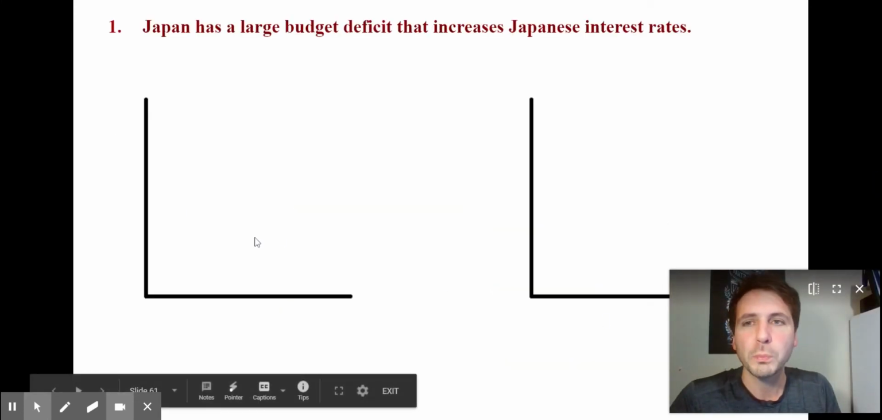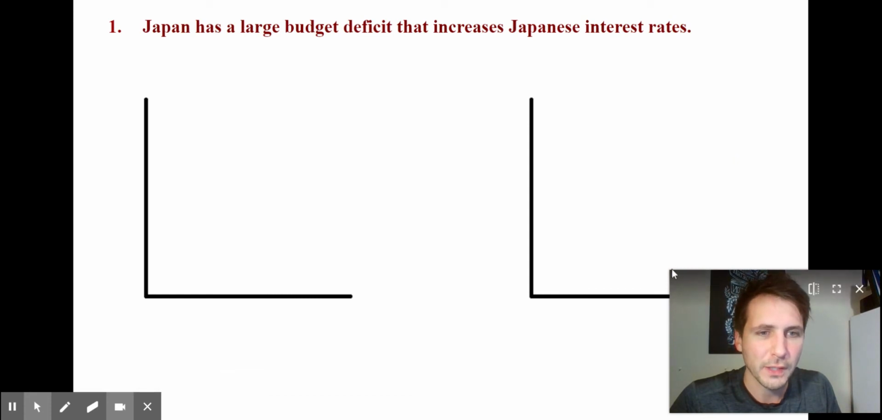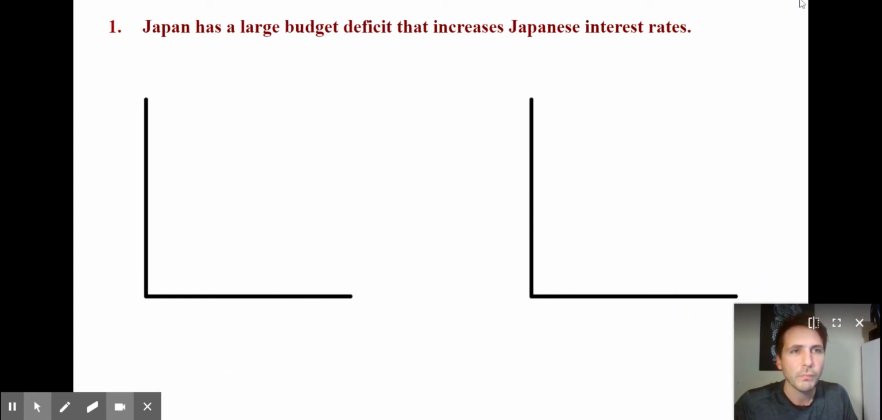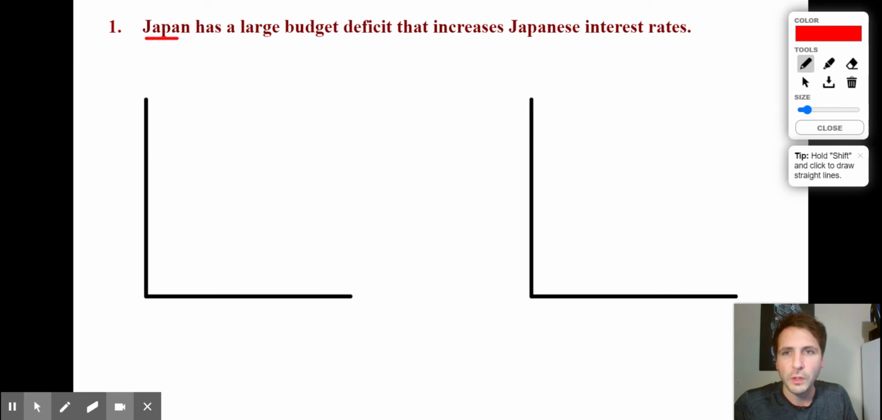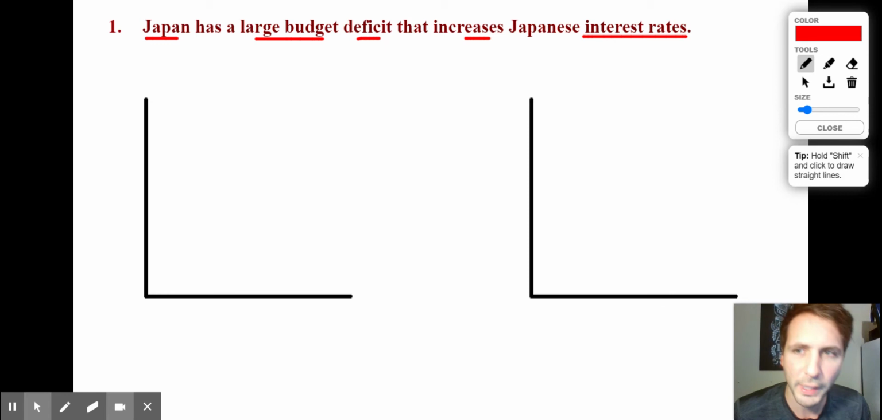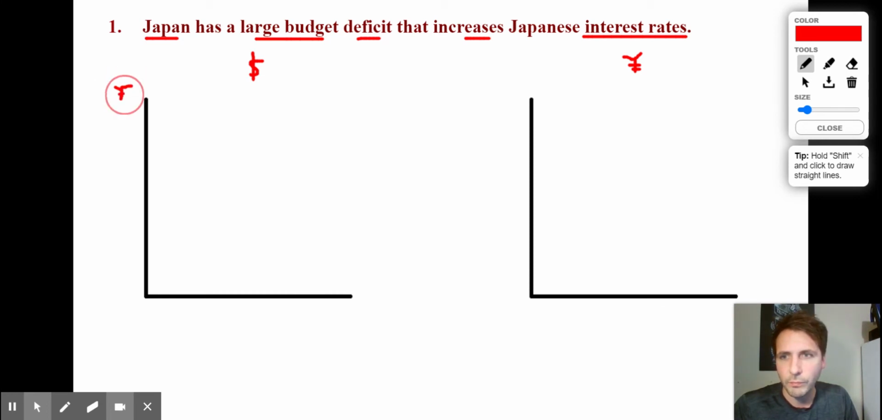All right, what's more common is something that looks like this. So let's try this out. I'll make my head real small. There we go. It says Japan has a large budget deficit that increases the interest rates. Okay. We're going to look at two markets: the currency market for the American dollar and the currency market for the Japanese yen. Now remember, the price is always foreign over domestic. So this is going to be foreign currency, which is yen, over domestic, which is dollar.